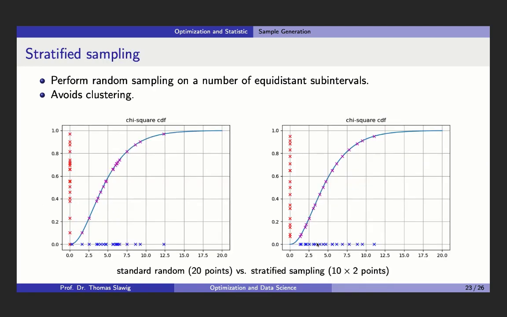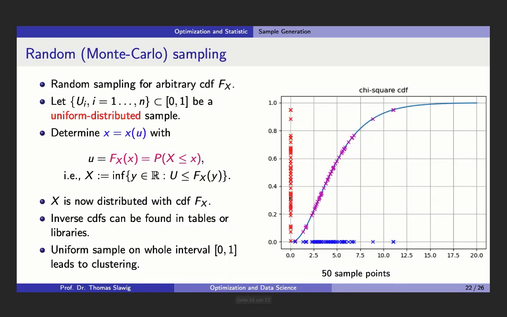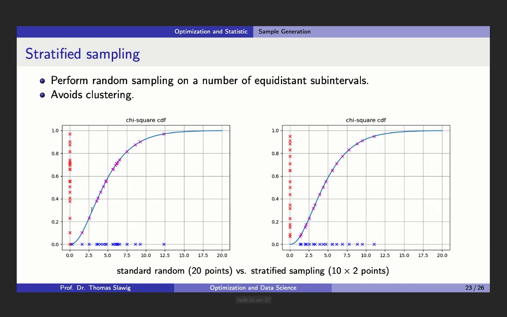Another, better way to avoid these clusters: here we have a clustering, and 50 points are not that few. If I take even fewer points, even just 20 points, you also have a clustering somehow here, and here there are some gaps.